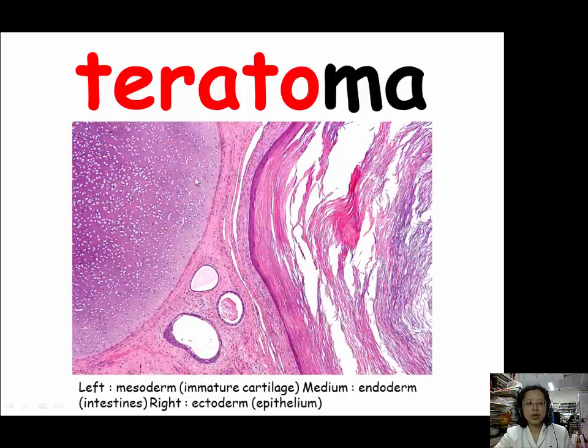In this PowerPoint, we show a biopsy of teratoma. As you can see, the tissue on the left side is mesoderm. These are immature cartilage, and in the middle you can see the structure of intestines, which are endoderm, and then on the right it shows epithelium, skin, which is ectoderm.